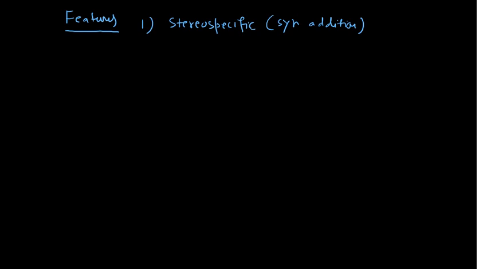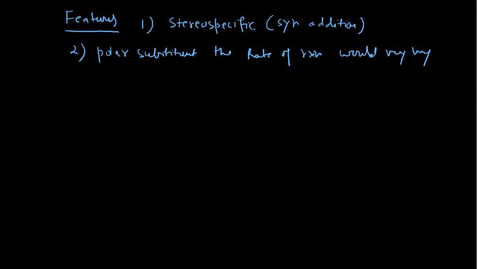So this is something very important. The first feature is the stereospecific nature with the syn addition. Okay, this is the first case. And what is the second feature? Second feature, you see, it is found that if you have a polar substituent, then the rate of reaction would be very, very high.